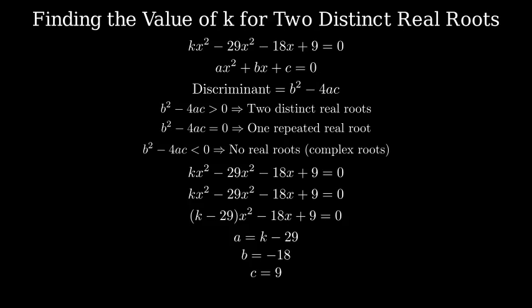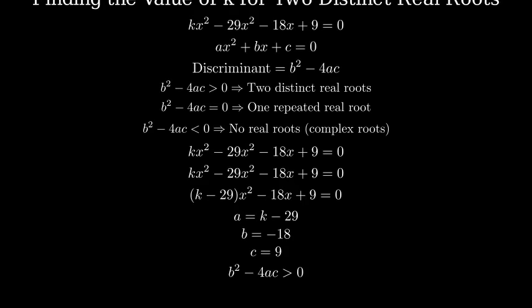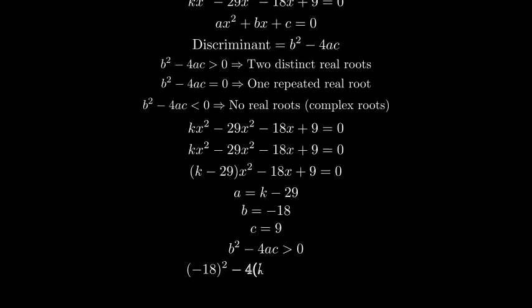We want to find the largest integer value of k such that the equation has two distinct real roots. This means we need the discriminant to be strictly greater than 0. b squared minus 4ac is greater than 0. Let's substitute our values. We have negative 18 squared minus 4 times (k minus 29) times 9 is greater than 0. Let's simplify this expression step by step.